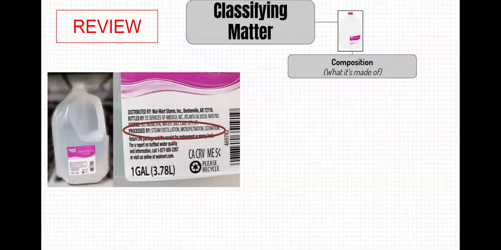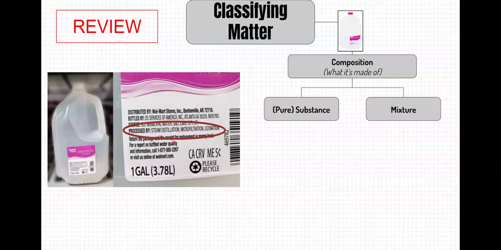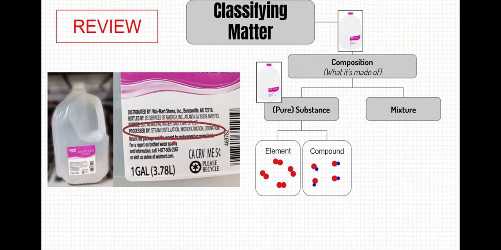Well, let's contrast this to distilled water. So here is a different jug of water. Let's see what its composition is. Well, this one is distilled water. It's made by pulling all of the impurities out and just leaving the water itself. So this is a pure substance. Now, water is not an element because it's made of more than one type of atom. It's made out of hydrogen and oxygen, H2O. So distilled water is a compound.